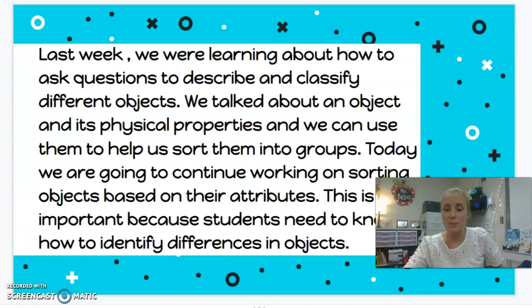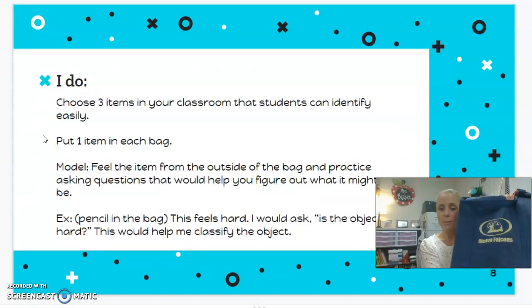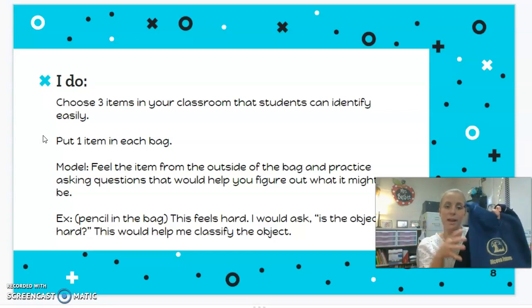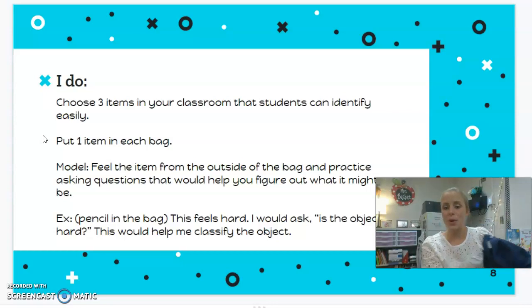So what I have here in my bag is, if you can kind of see me on my little screen, I have one object in this bag, okay? And what I'm going to do is feel the object inside my bag, and I'm going to be thinking about what type of questions I could ask to help me guess what kind of object might be in here.